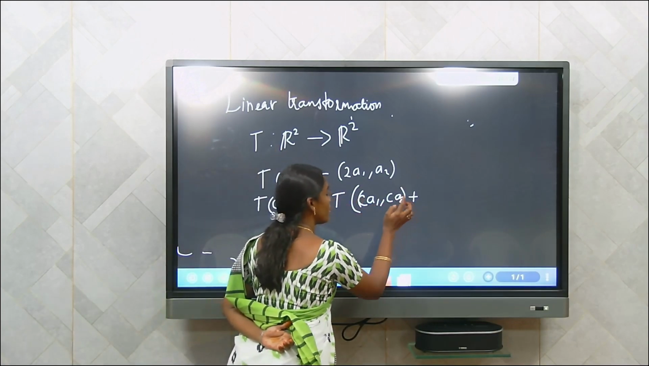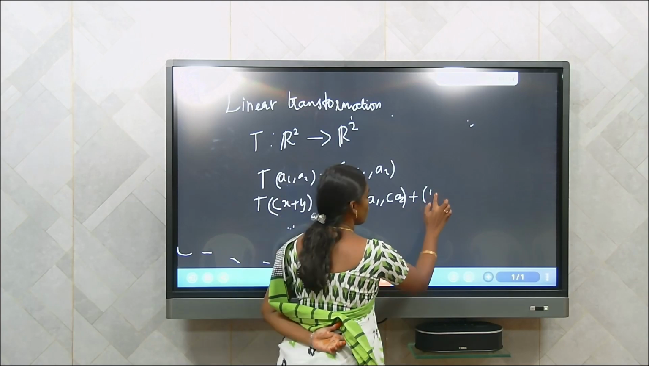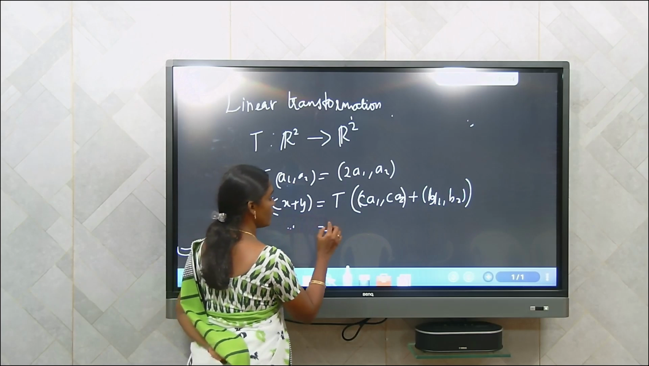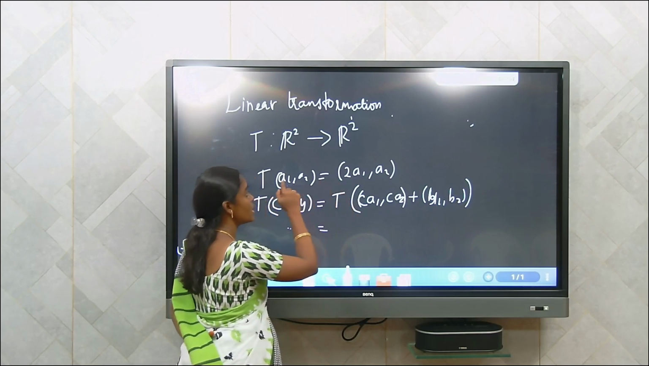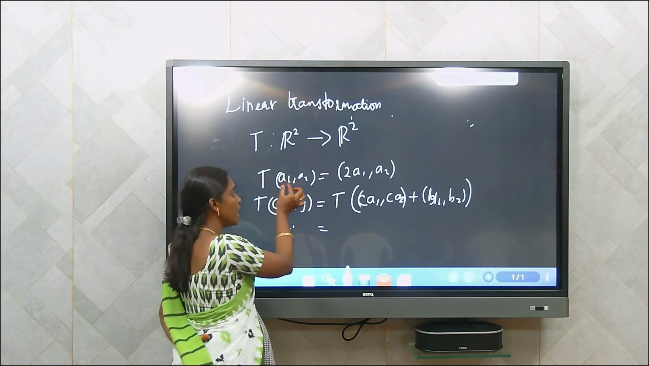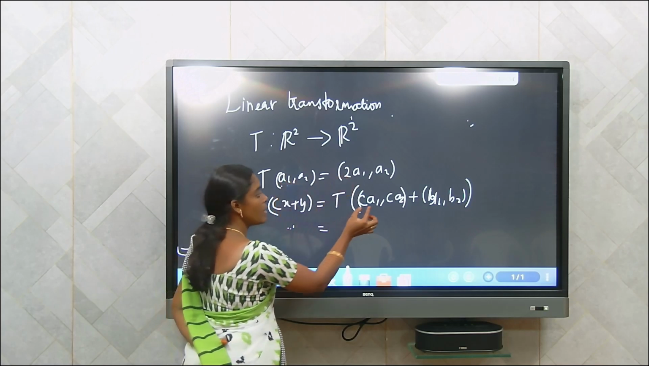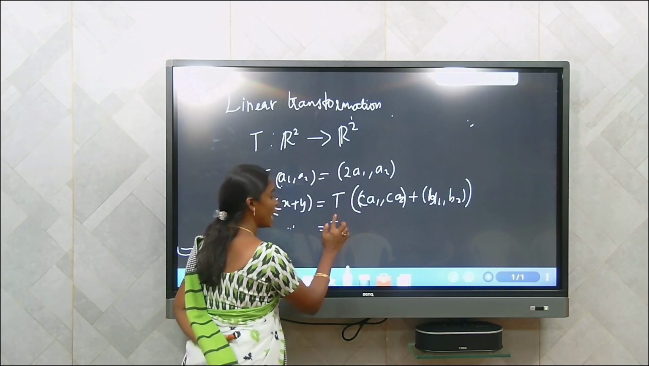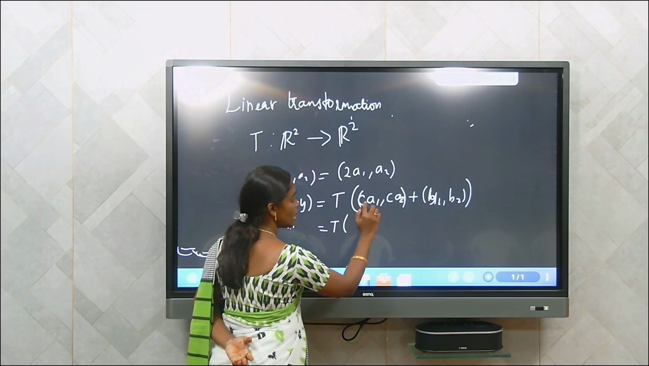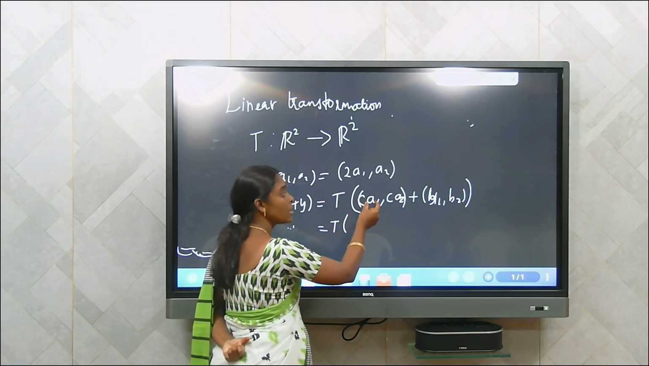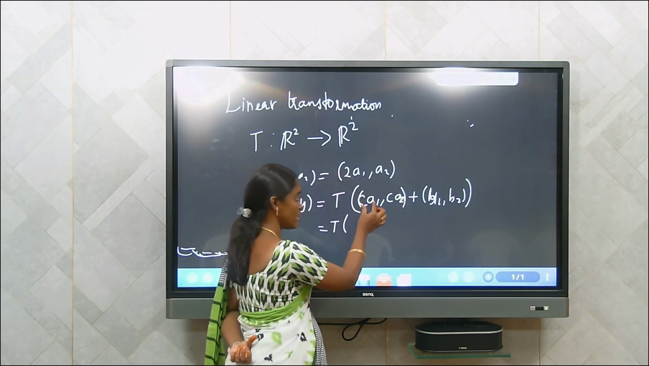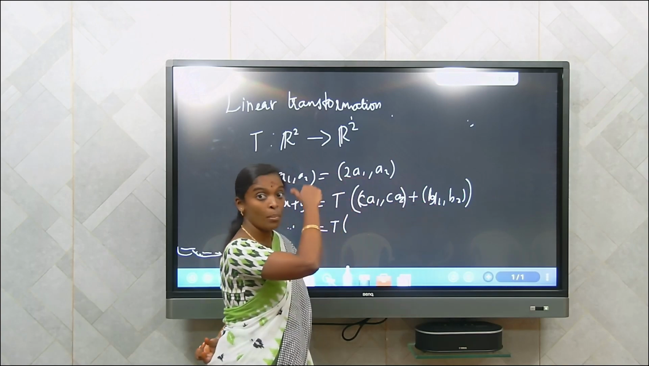This is an ordered pair, and this one y will be y1, it is b1 and b2, and we can add these things. Our definition is T of a1, a2, that is, the first component of this vector should be multiplied with 2a. First we have to add these things, then we have to apply the linear transformation. Usually two-dimensional vectors can be added component-wise, so the first component should be added with the first component of the second vector.